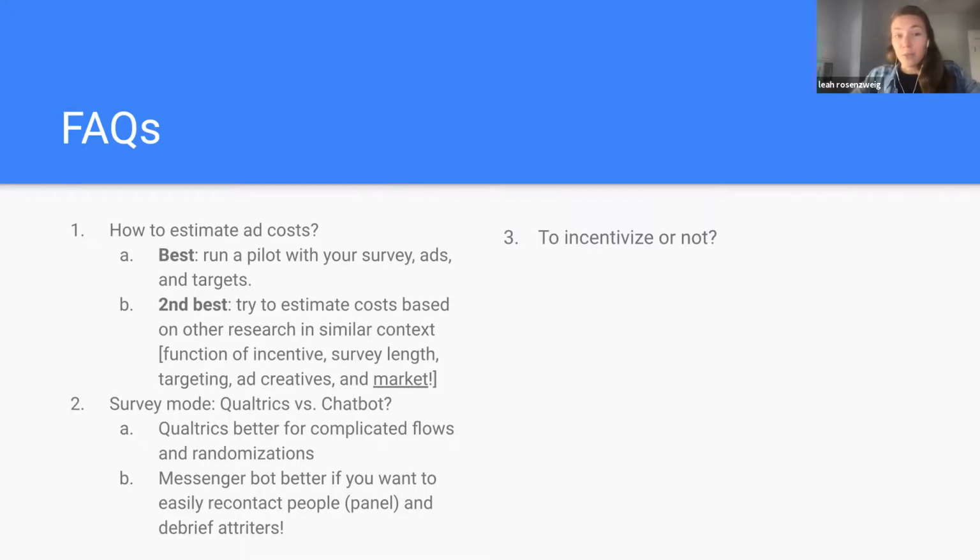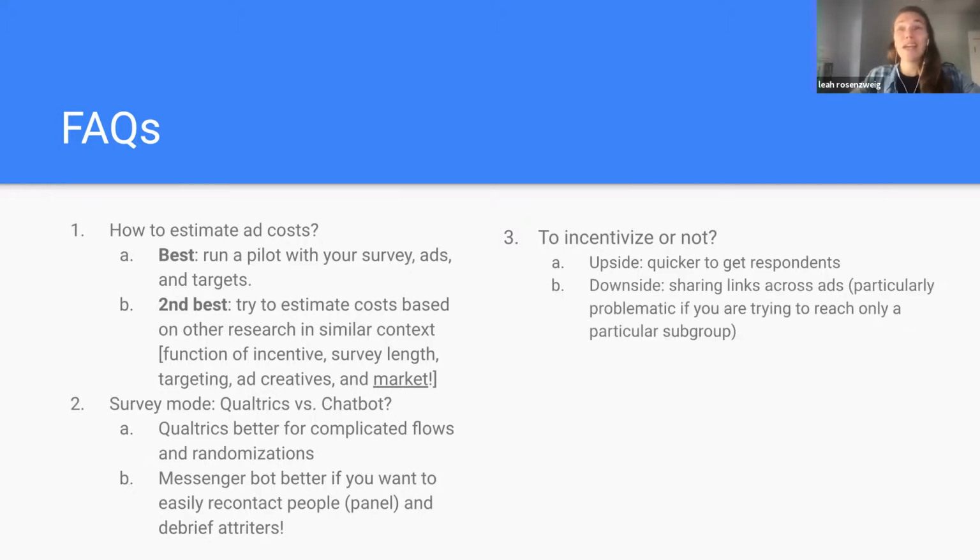Third might be whether you want to include survey incentives or not. It's definitely quicker to get respondents this way. The downside might be that if you're offering a really nice incentive, people will start sharing the ads, and that may or may not be problematic depending on what kind of sample you're looking for. In my experience, I've tried to run one unincentivized survey on Facebook in Kenya, Uganda, and Nigeria, and it totally failed. I got 40 respondents total after running it for at least a day. So in my experience, incentivized surveys work a lot better, though.